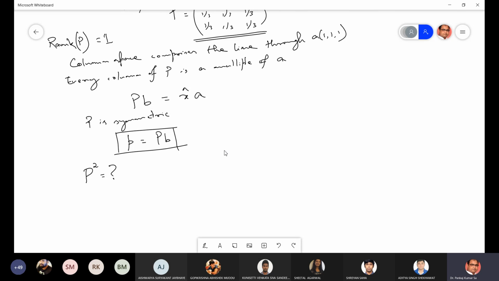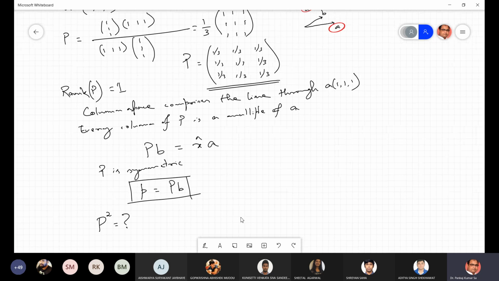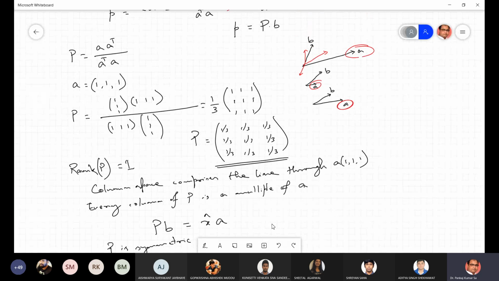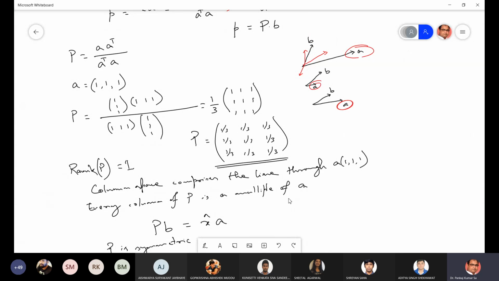So what happens if A is doubled? Let us see. What happens if A is doubled? What happens if the sign is changed? So like that.